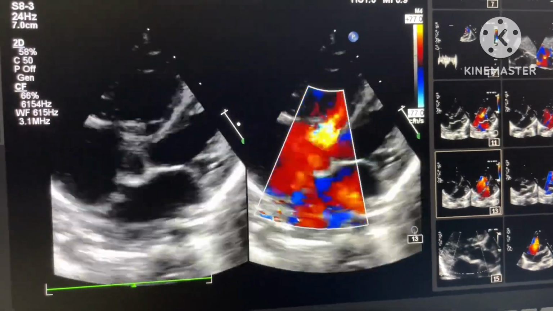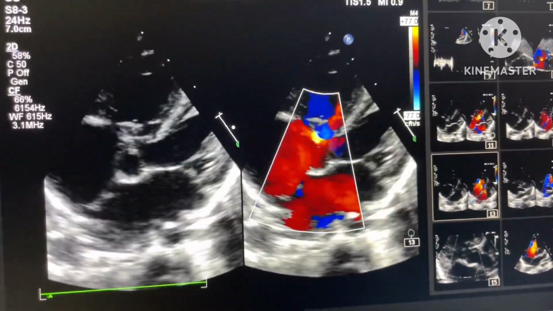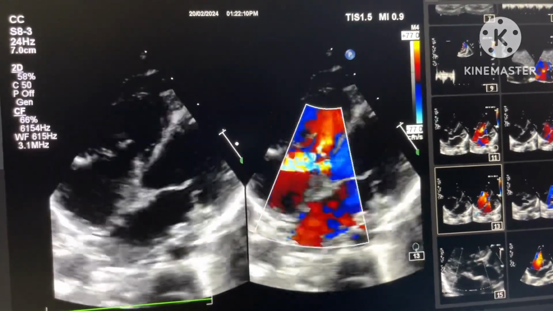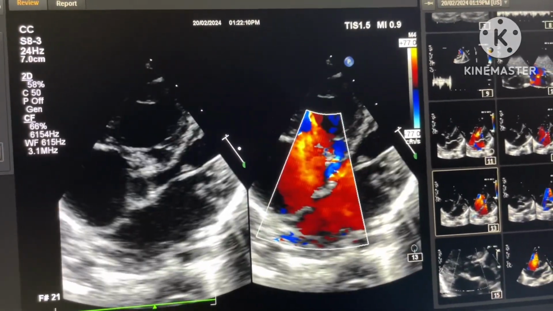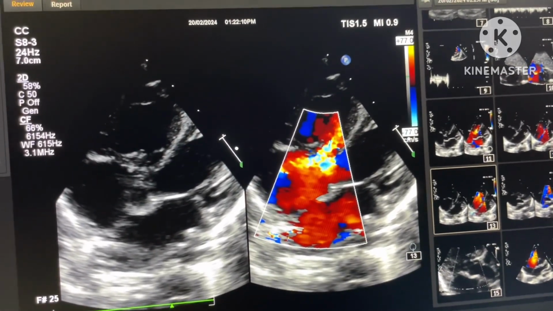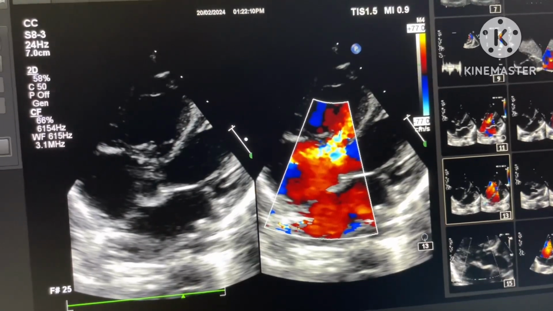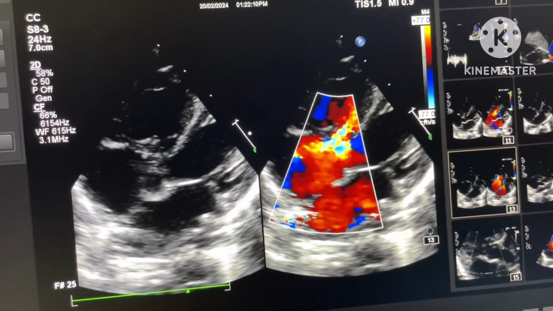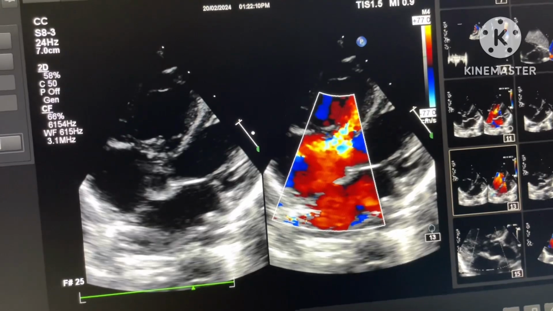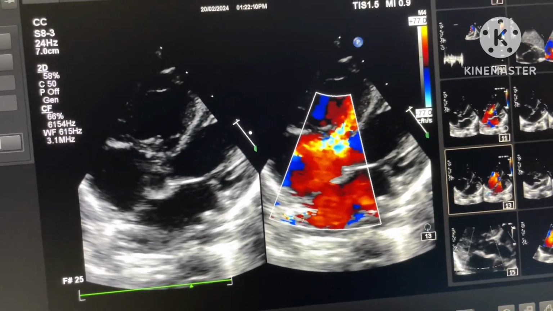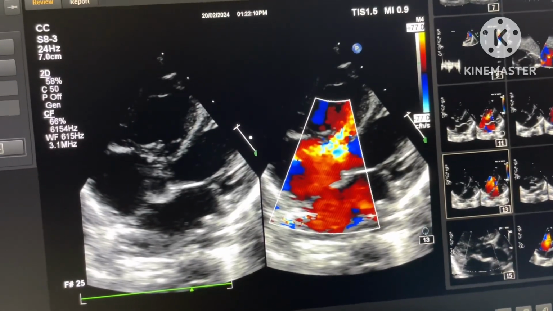This is the case of perimembranous VSD with direct Gerbode defect. In this image, you can see flow between left ventricle and right atrium. That is Gerbode defect. Any flow that comes from left ventricle into right atrium is Gerbode defect. But if it comes directly, then it is direct Gerbode defect.